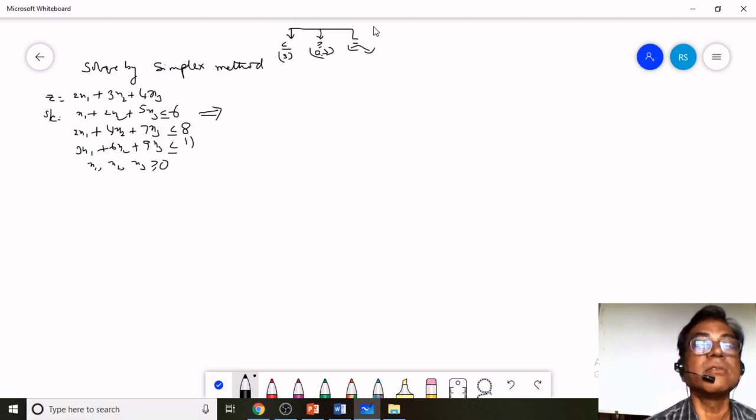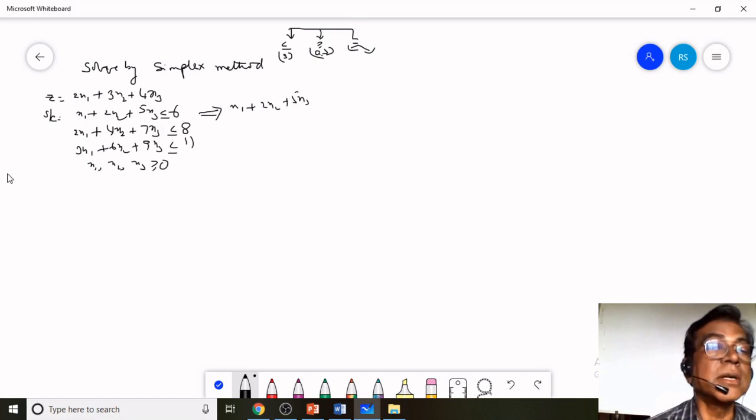Now come to the conversion, which is a very important point. So x1 plus 2x2 plus 5x3. Again, come to the unit matrix. The simplex method is always connected to the unit matrix. Unit matrix means 1 0 0, 0 1 0, 0 0 1. So this is the way.